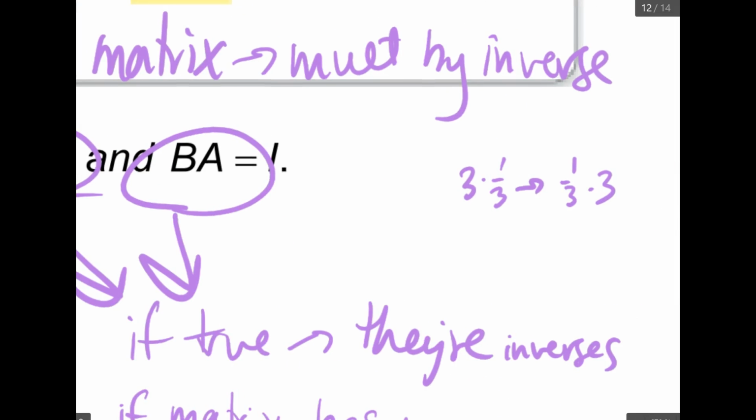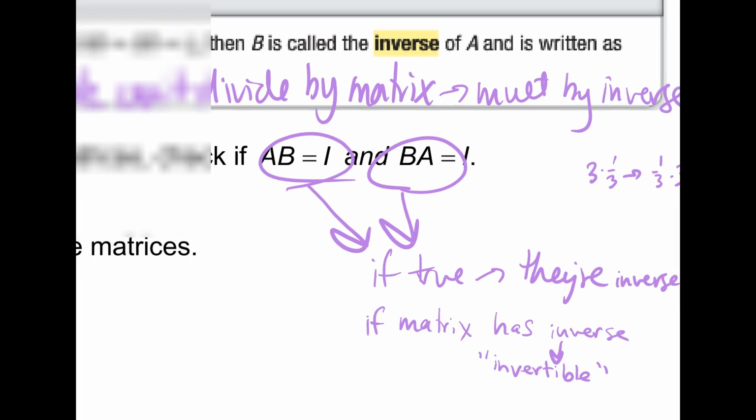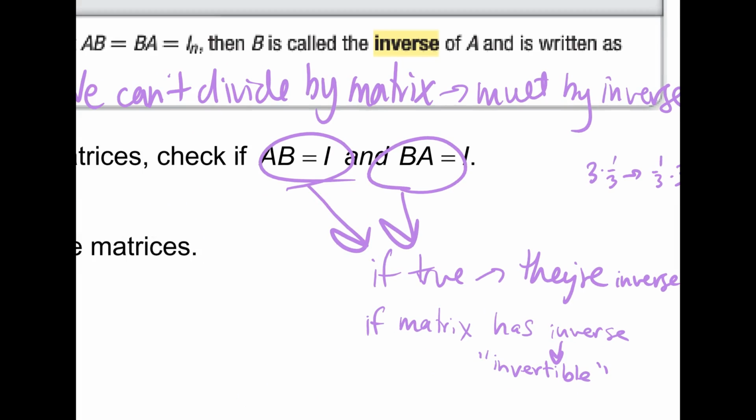So remember, 3 times a third, 3 times its multiplicative inverse, is just 1. It's also the same thing if I do a third times 3, that's also going to be 1. So talking numbers, we understand that part. So that's what this part up here is saying: if you take A times B and you get your identity matrix, and then you multiply B times A and you get an identity matrix, guess what? They are inverses of each other.